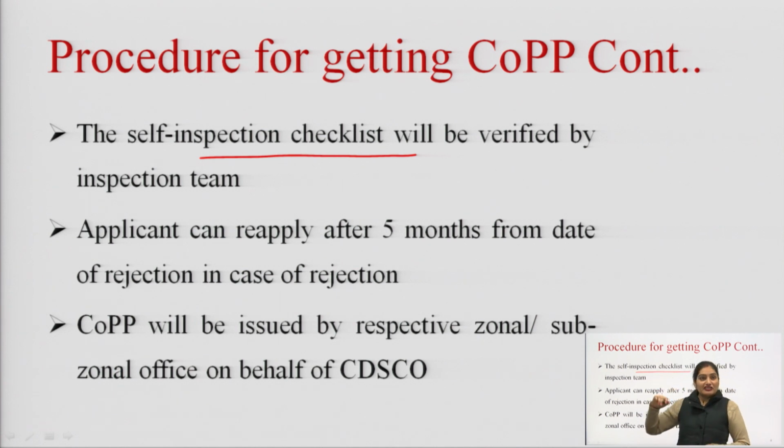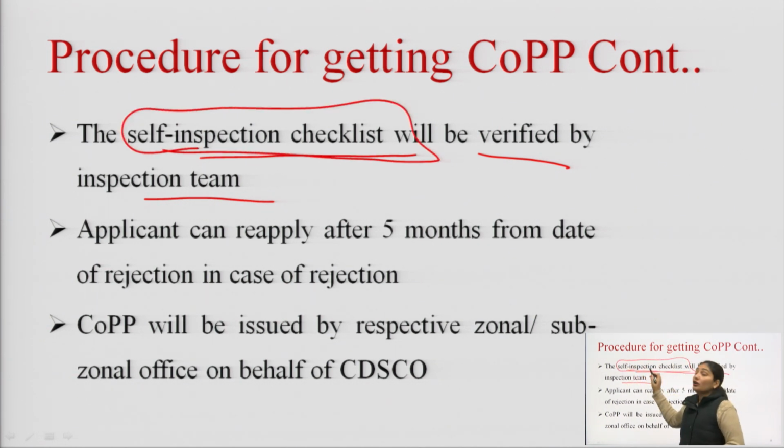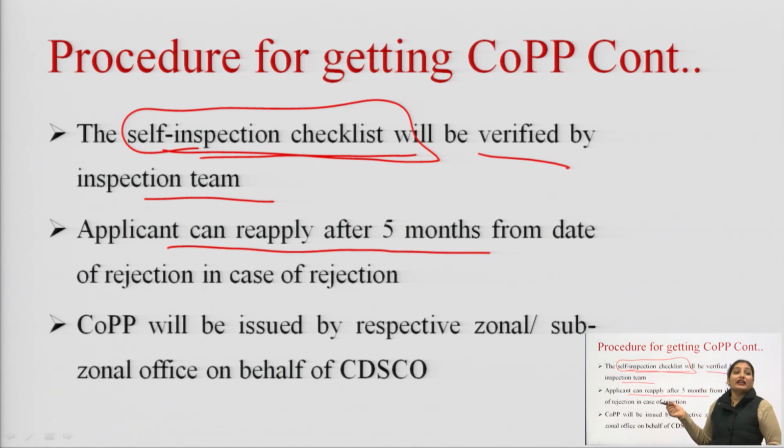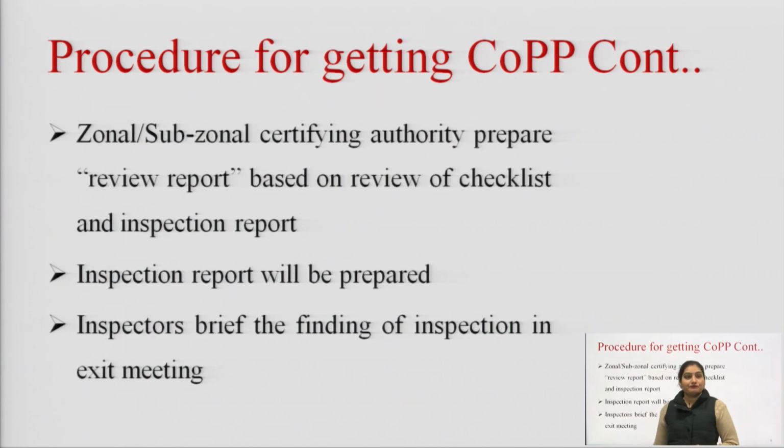There will be a self inspection checklist that will be verified by the inspection team, and this self inspection checklist will be submitted along with the application to the CDSCO. The applicant can reapply after 5 months from the date of rejection in case of rejection, and this COPP will be issued by the respective zonal or sub-zonal office on behalf of the CDSCO.